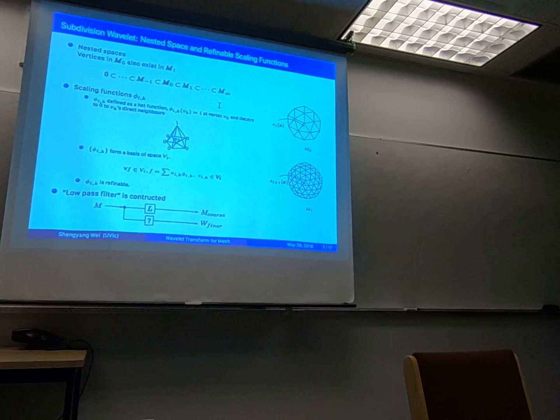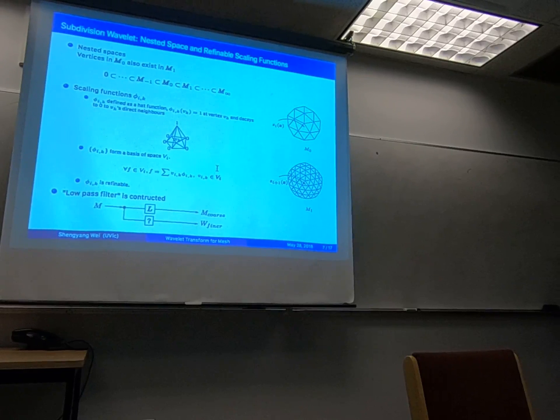So usually the scaling function is defined as a hat function. The shape looks like this. So given a vertex, the scaling function has a value of 1 at this vertex, and decays to 0 at its direct neighbors. Also, this set of hat functions can form the basis of the space of the mesh.